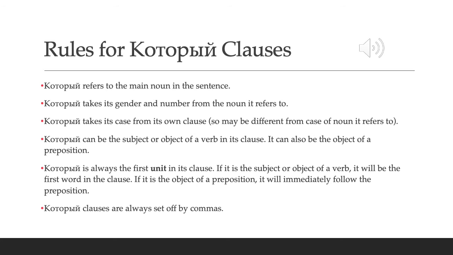And then finally, который clauses are always set off by commas. So you always have to have a comma right before который, and then if there's another clause after the который clause, you're going to have a comma between the который clause and that other clause as well. This might all be a lot of information and seem kind of confusing, so let's look at some more examples.